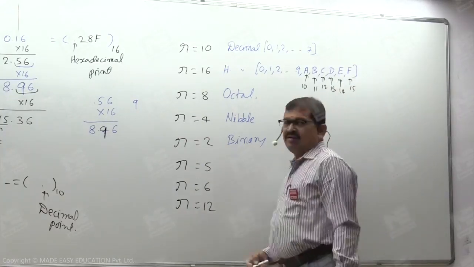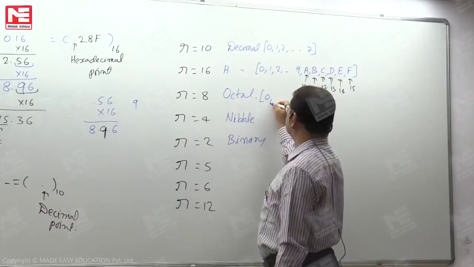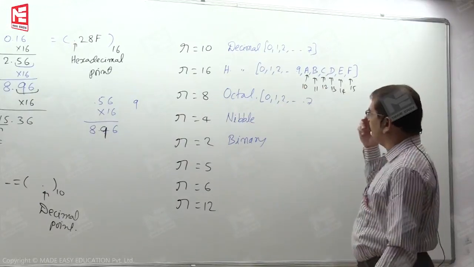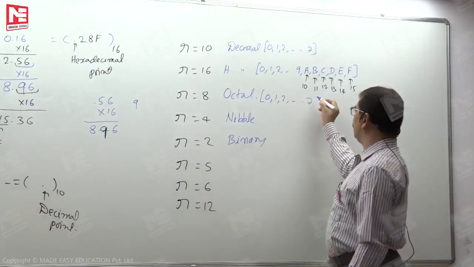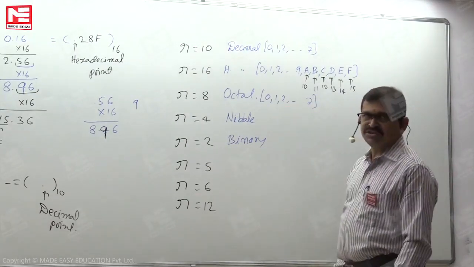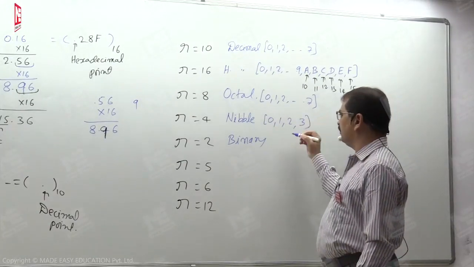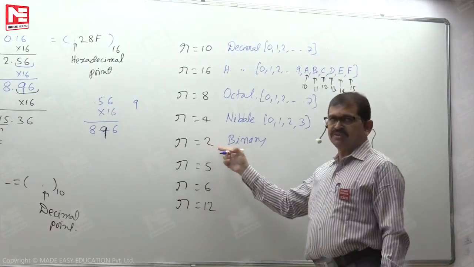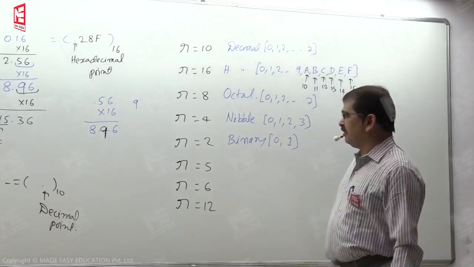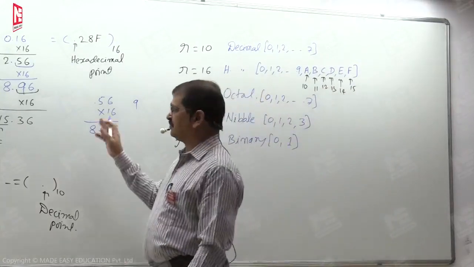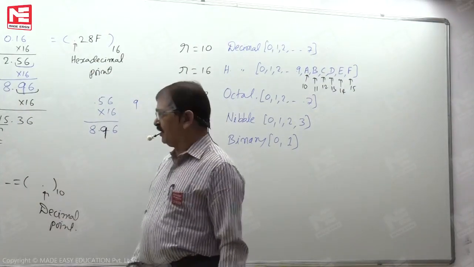Similarly, when we have a number system with a base of 8, the digits are 0, 1, 2, and so on up to 7. For the nibble number system, the digits are 0, 1, 2, and 3. For the binary number system, the digits are 0 and 1. So based on this, in the hexadecimal case, 15 is F.